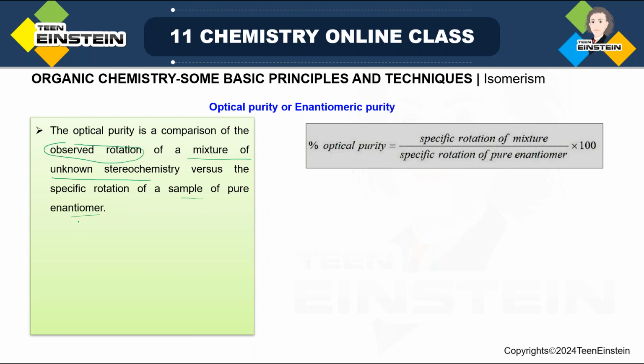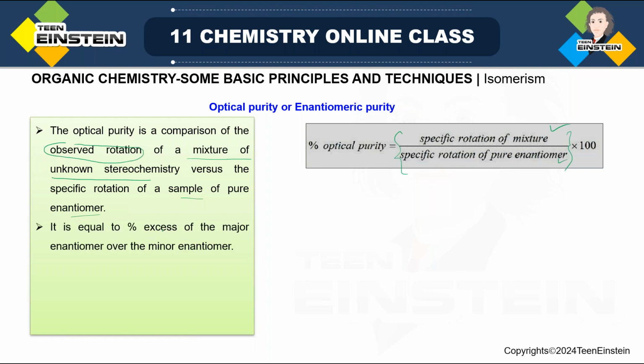So what this ratio means: first of all, we will take the rotation of the mixture and we will also take the rotation of the pure enantiomer. And now you take the ratio of these two. When this ratio is multiplied by 100, we get the percentage of optical purity. In this way we can identify the optical purity of the sample. So suppose these two values are given, you can easily take their ratio and multiply it by 100, and you get the value of optical purity.